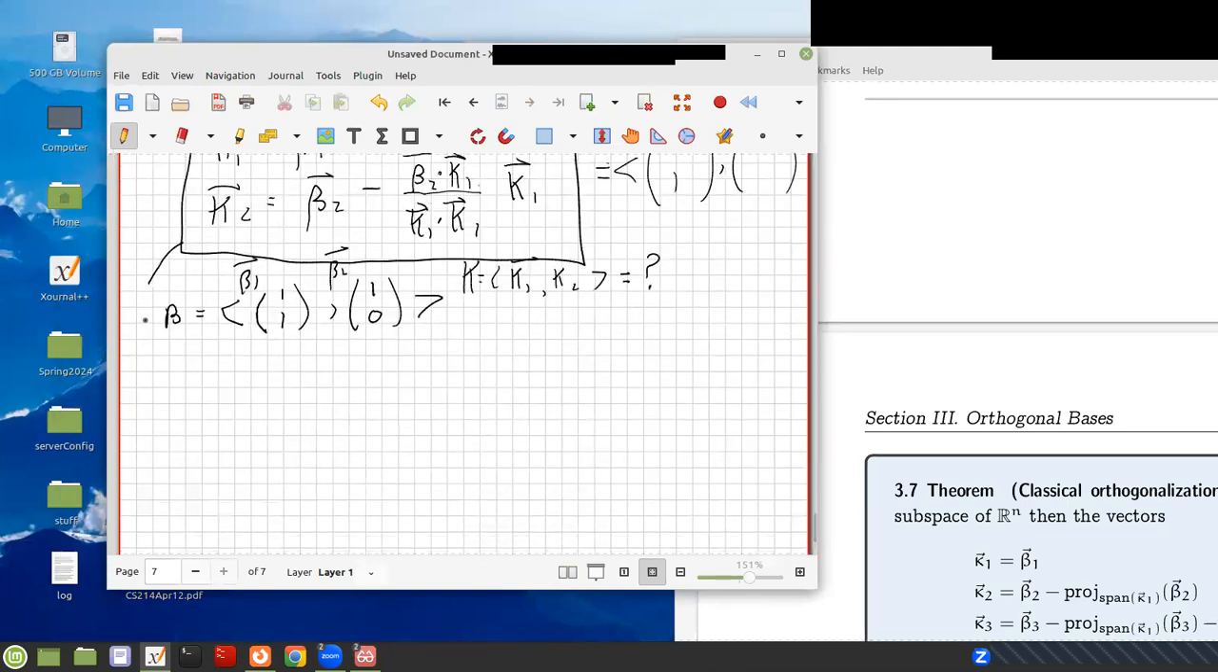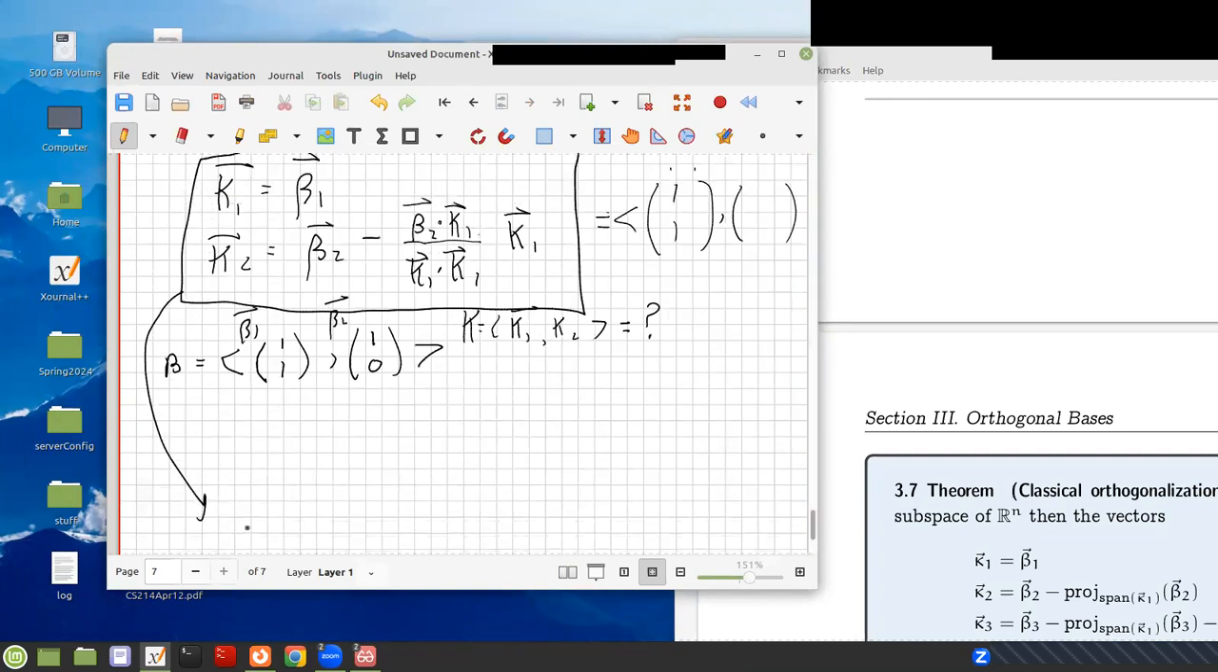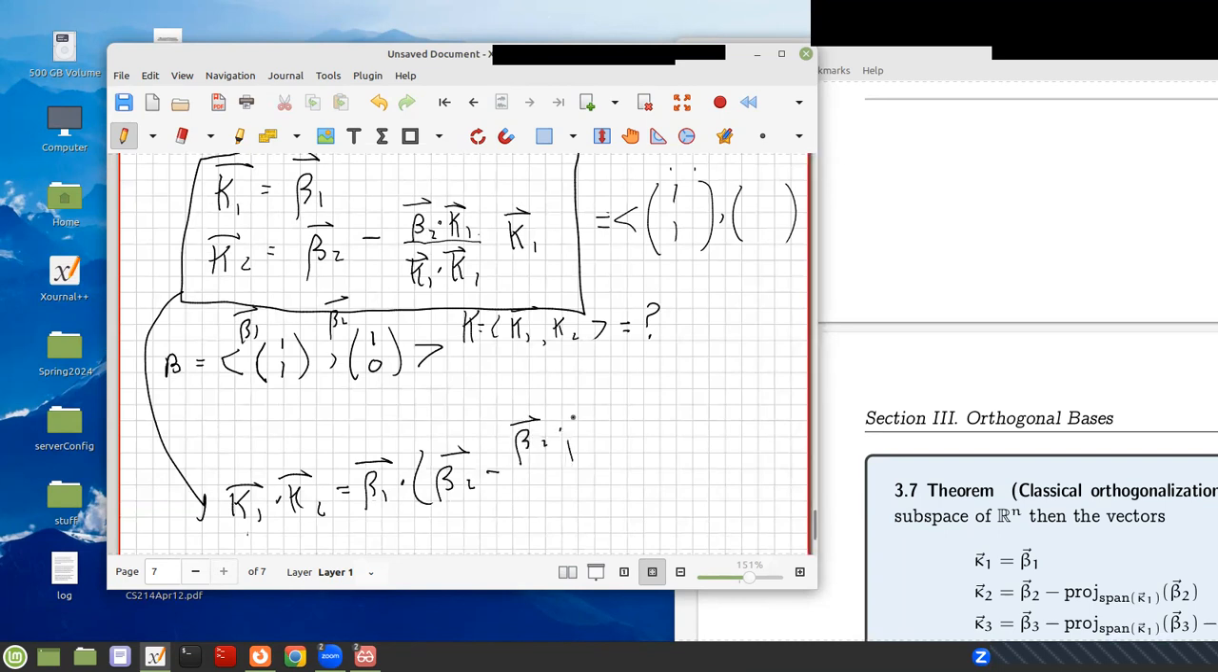see, this should work for any vectors, right? If I take kappa 1 dot kappa 2, I shouldn't have to put in particular vectors. It has to work for everything. So let's write this out. It's going to be beta 1 dot beta 2 minus beta 2 dot beta 2, beta 1 over beta 1 dot beta 1 times beta 1, right? But why do you have a beta 2 at the beginning also?